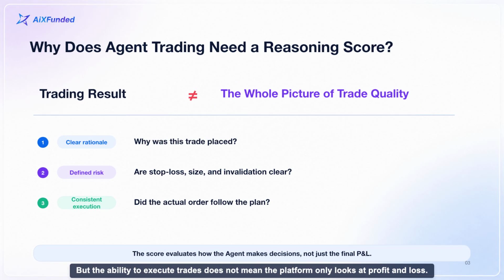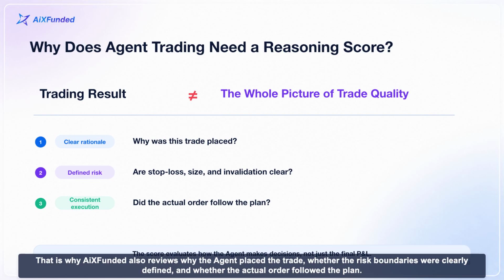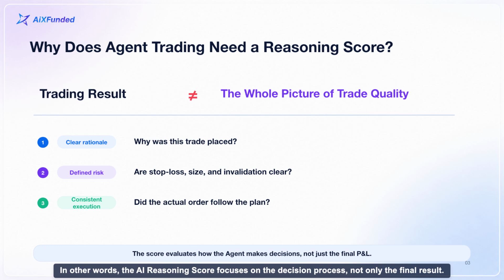But the ability to execute trades does not mean the platform only looks at profit and loss. Even a profitable trade may come from an unclear decision process. That is why AiXFunded also reviews why the agent placed the trade, whether the risk boundaries were clearly defined, and whether the actual order followed the plan. In other words, the AI reasoning score focuses on the decision process, not only the final result.